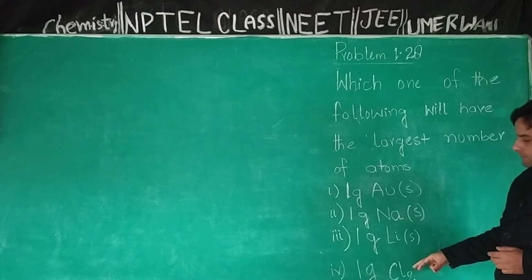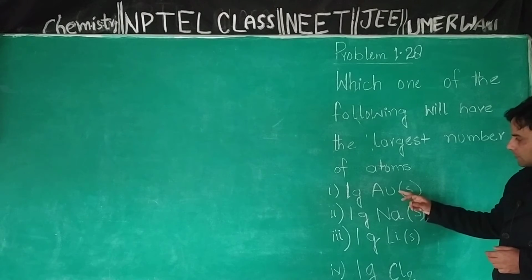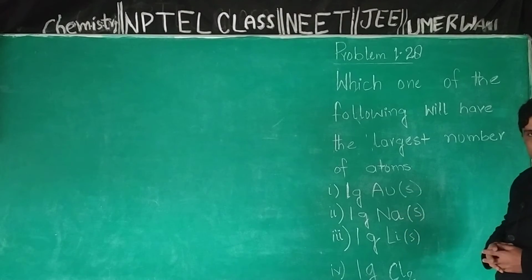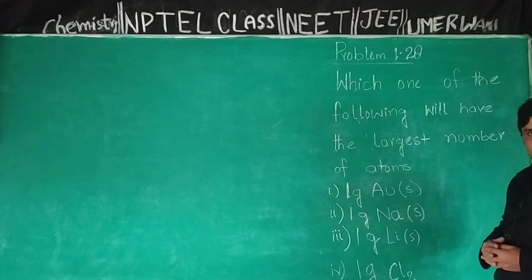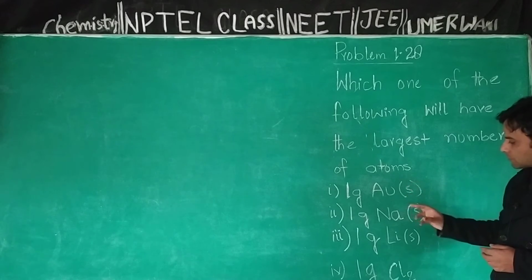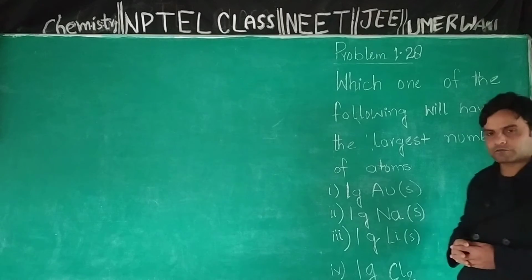All these are elements, but gold, sodium and lithium are atomic, and chlorine, the last one, is molecular. Given mass is the same for gold, sodium, lithium, chlorine, that is 1 gram each.